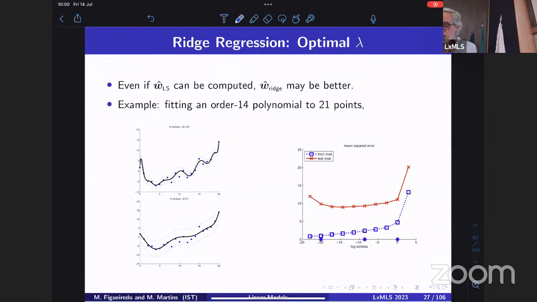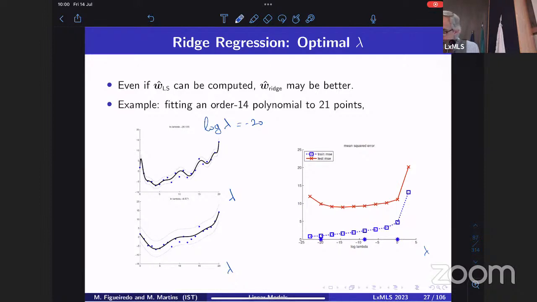So if I essentially do not regularize, what I'm plotting here is lambda on these horizontal axes, actually logs of lambdas. In the above plot, log of lambda is minus 20. So lambda is really, really small, essentially zero. And so of course you have overfitting, because you're fitting a 14th order polynomial to 21 points. So it's very noisy.